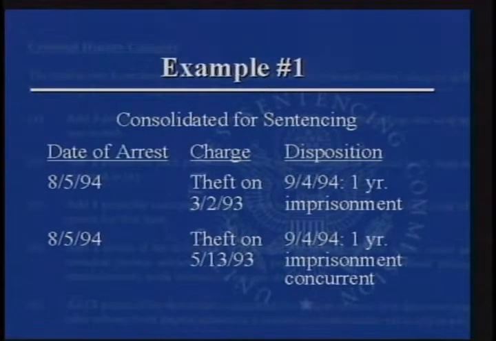You can see here that they were both sentenced on 9-4-94, 1 year imprisonment imposed on each. So obviously, they were sentenced the same day, and we, under the rules, would consider these cases consolidated for sentencing. Now, Debbie, we treat cases differently, whether they're related or unrelated. So can we talk about how we assign points to that?